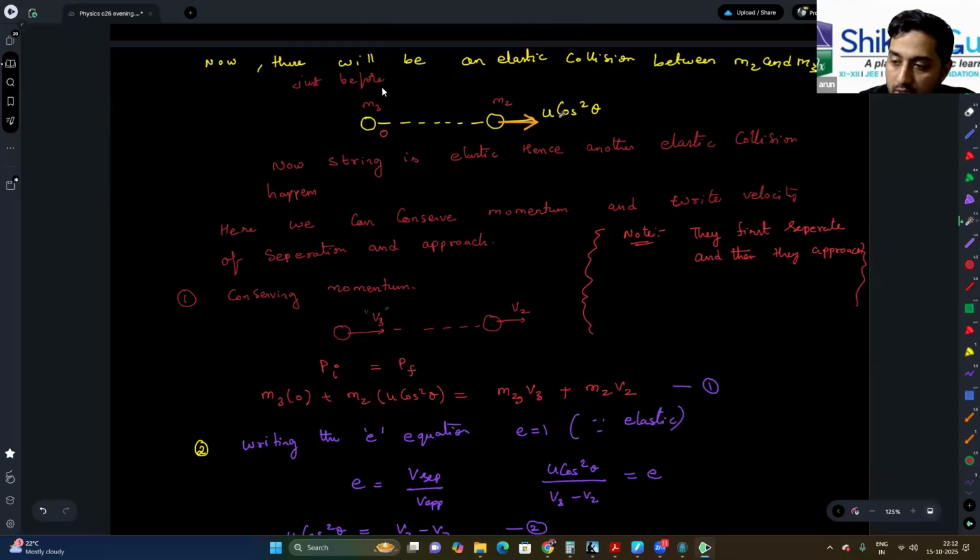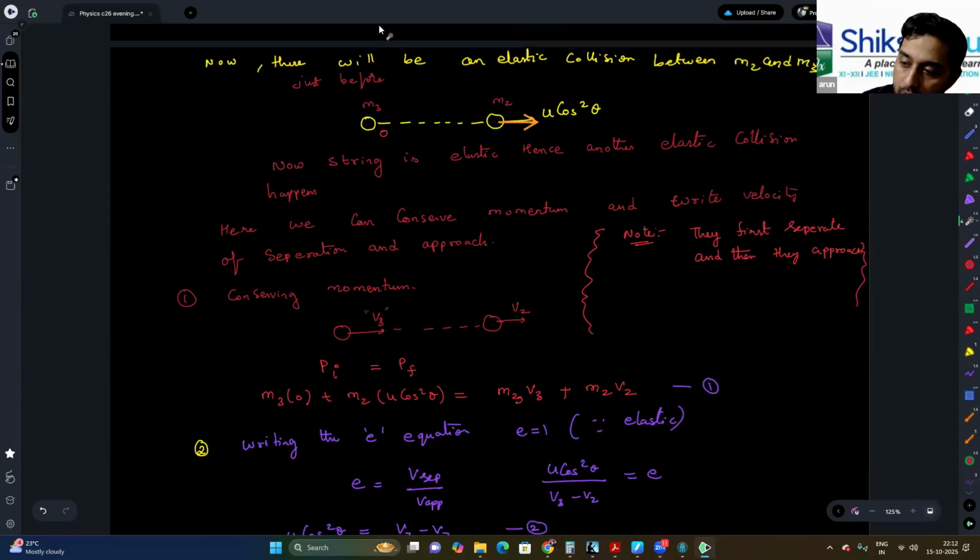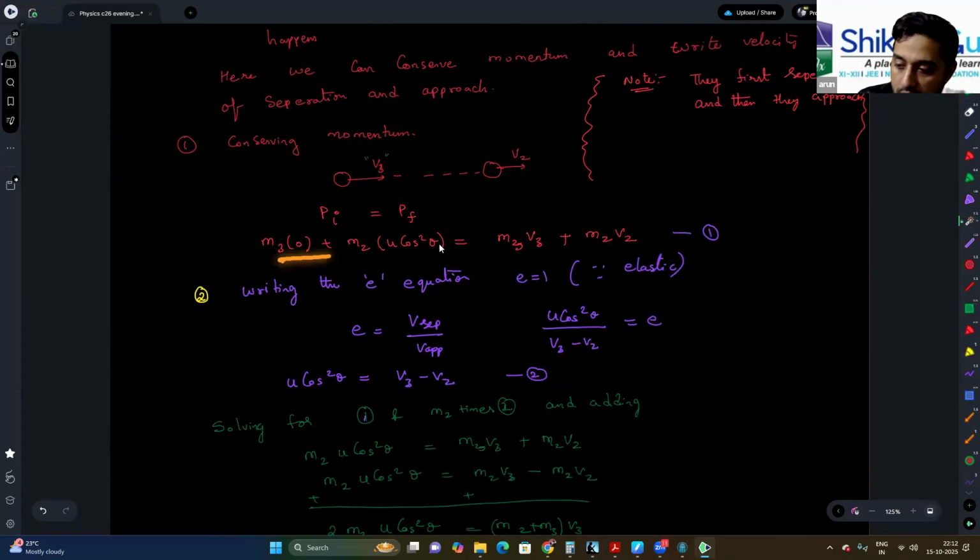So one equation is the momentum equation. This is before the collision and this is after the collision or interaction. After interaction, we assume M3 moves with V3 and M2 moves with V2. So the final momentum is M3 V3 plus M2 V2, which is shown here. The initial momentum will be M3 times 0 plus M2 times the velocity u cos square theta. So we wrote initial momentum equal to the final momentum along the thread. Now we write the equation for e.